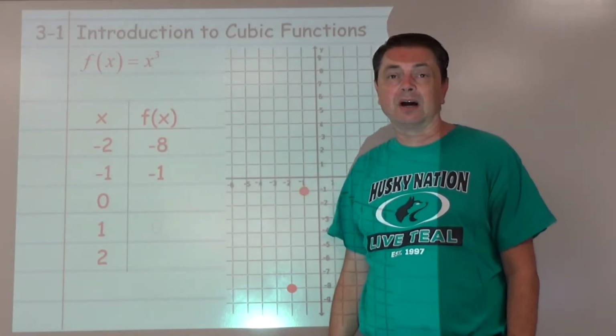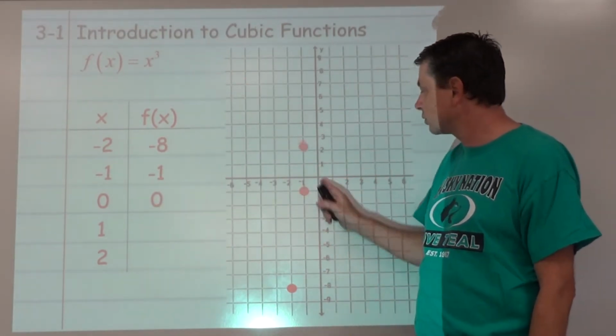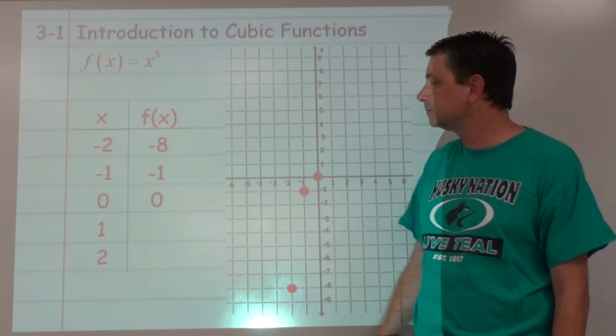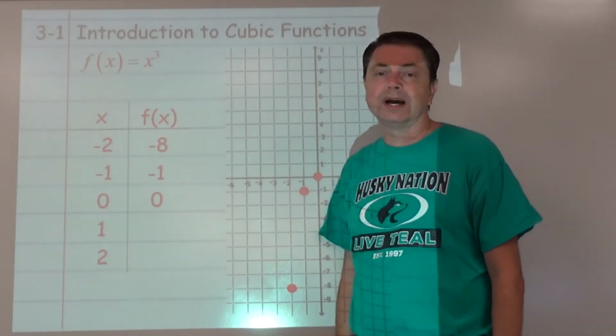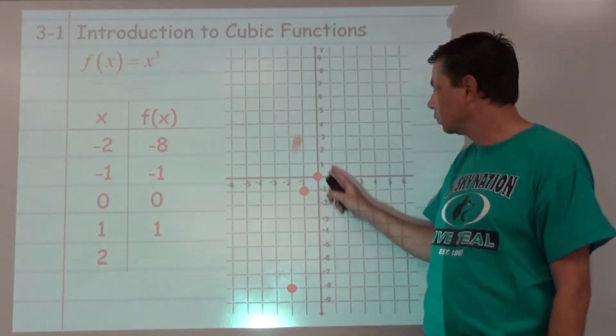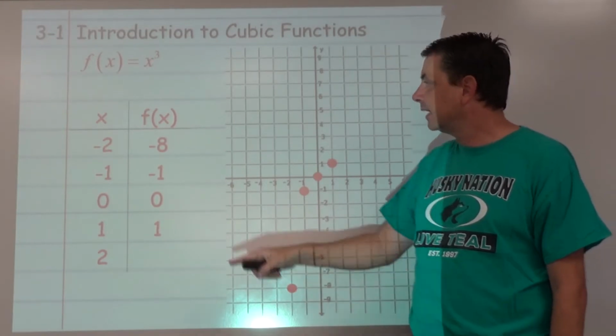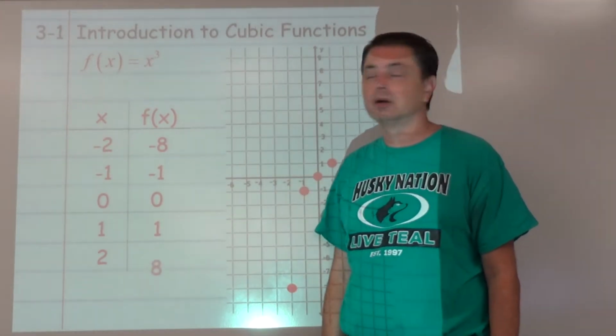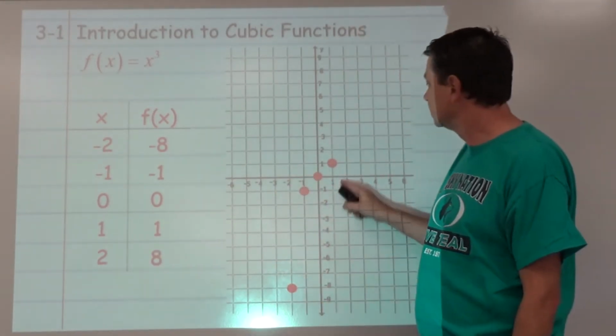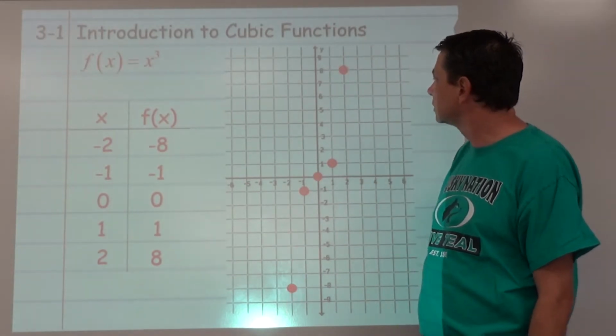0 to the third power is, of course, 0. So we do have a point at the origin. 1 to the third power is 1. 1 comma 1. And 2 to the third power is 8. So 2 comma 8.